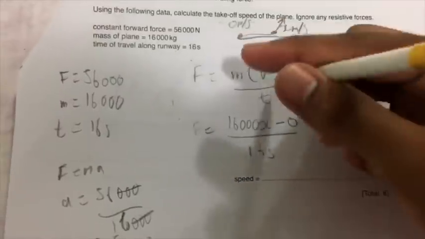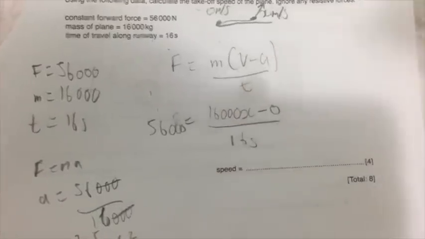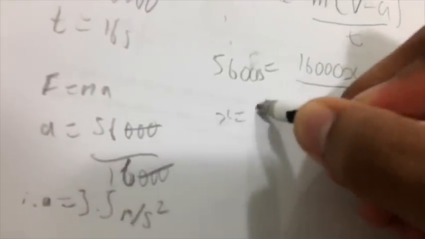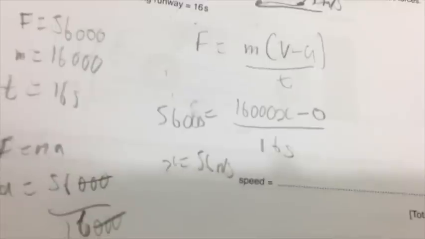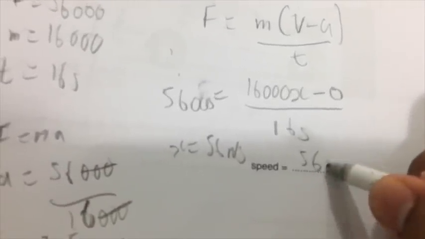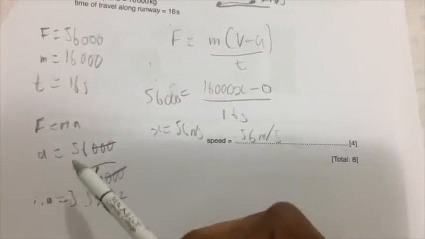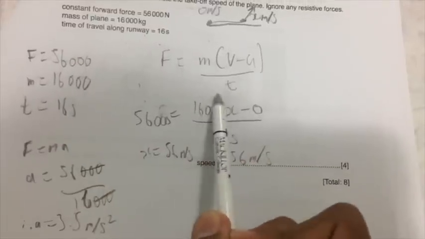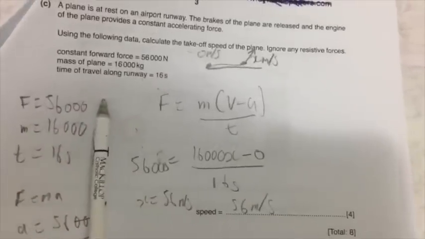And the force here is 56123. Rearrange the equation and you will get x is equal to 56 meter per second, because we said x is the final speed, so the speed is 56 meter per second. In this case I found acceleration just to be sure, but we could have just got these three, plugged them into the formula, and this part on the right would be our working for 4 marks.